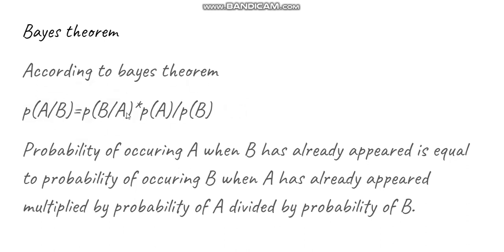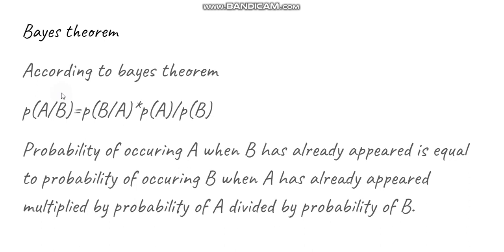P(B|A) is a conditional probability, meaning the probability of B when A has already occurred, multiplied by P(A), divided by P(B). So if you know all these things, you can identify P(A|B).